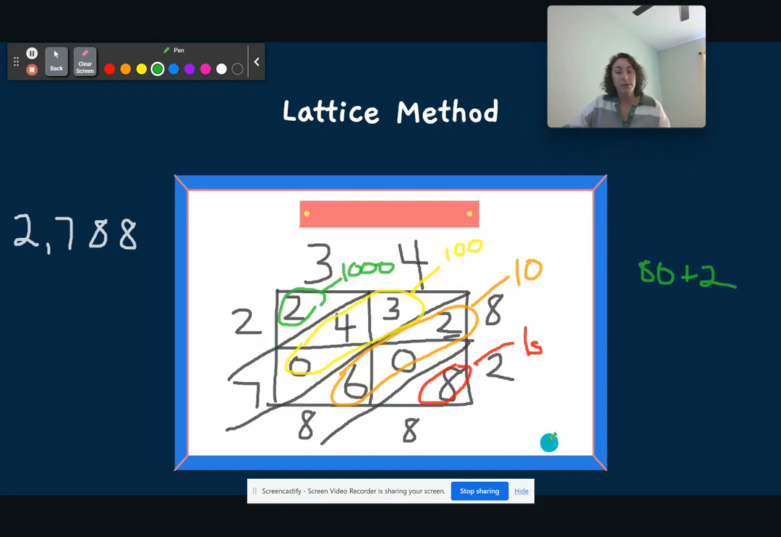So try both of these methods at home. See which one you're more comfortable with, which one makes more sense. You can also use it as a way to self-check your work. If you try something with the traditional method and you're not sure what the product is, use the lattice method and see if you get the same product, and you might be right. If not, then you could try to figure out where you went wrong.